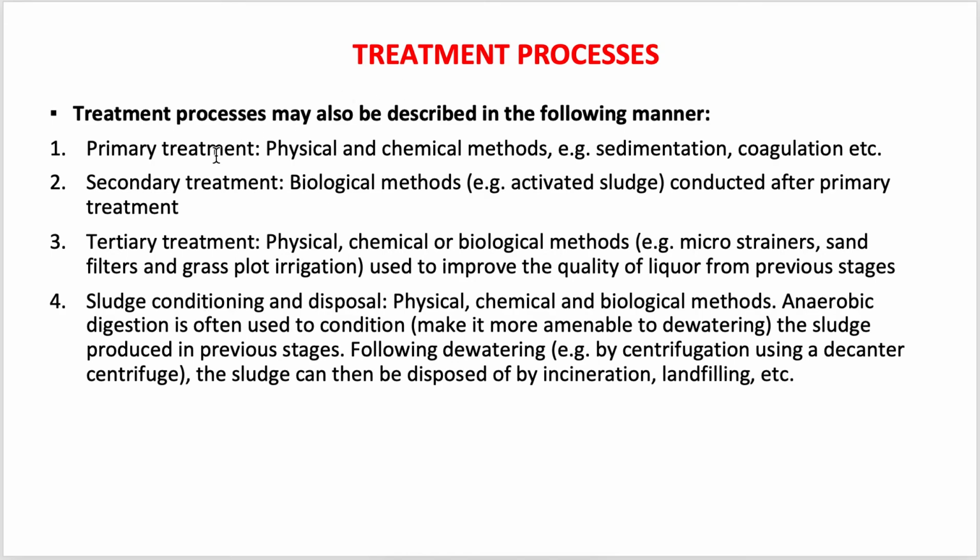Primary treatment can be done by physical and chemical methods, for example sedimentation, coagulation, etc. Then secondary treatment is done by biological methods, for example activated sludge, and it is conducted after the primary treatment. Then the tertiary treatment, after the secondary treatment, can be done by physical, chemical, or biological methods, and is used to improve the quality of the liquor from the previous stage.